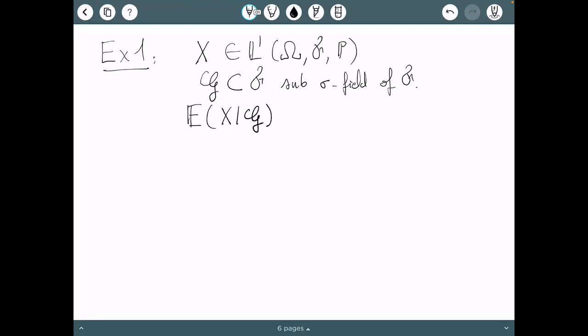I think that you should know what it is. I just don't remember what it is. Okay, does somebody remember? Because that will be very important in the course. Conditional expectation is really fundamental. Okay, so I recall to you what it is. Does somebody want to say something?